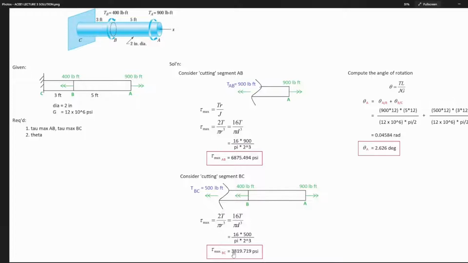psi. And then, last is to compute for the angle of rotation at A. Guys, the cross-section at A is free, right? It's a free end. Then B has no restriction. C is fixed. Meaning, C will not move no matter how much you twist it, no matter what twist.